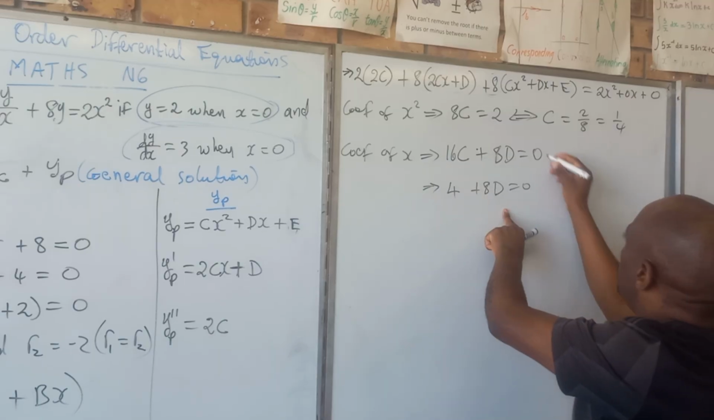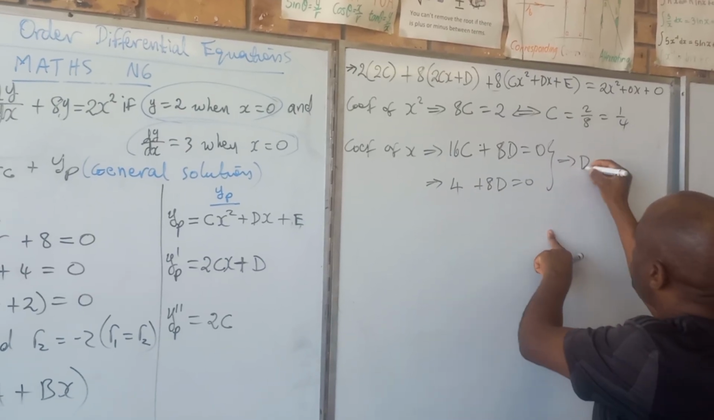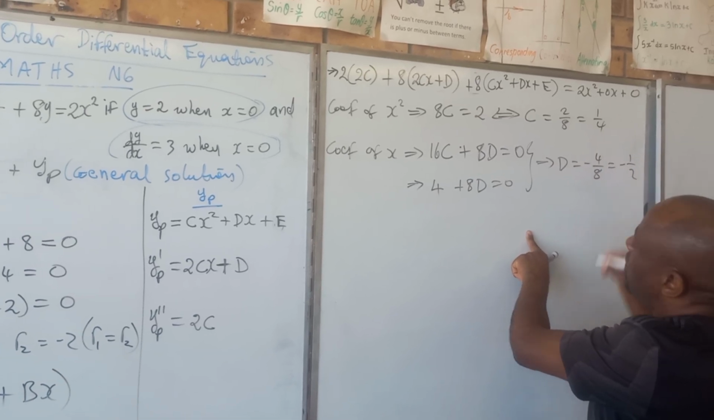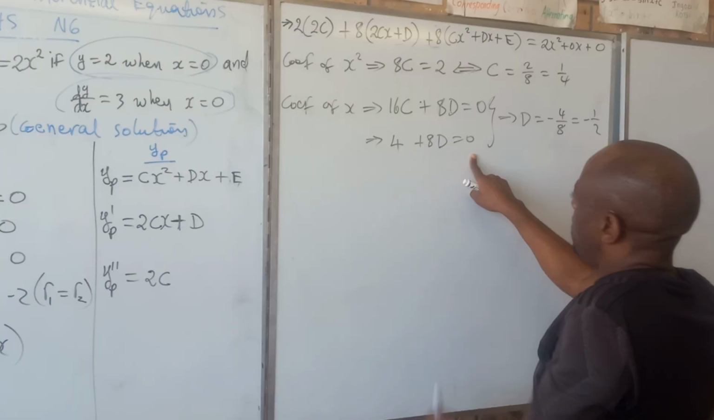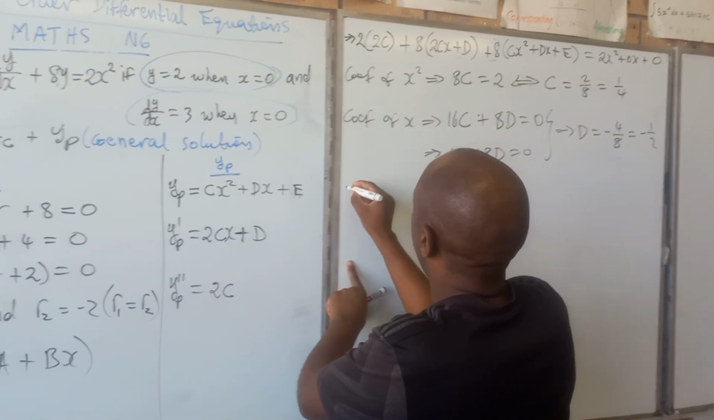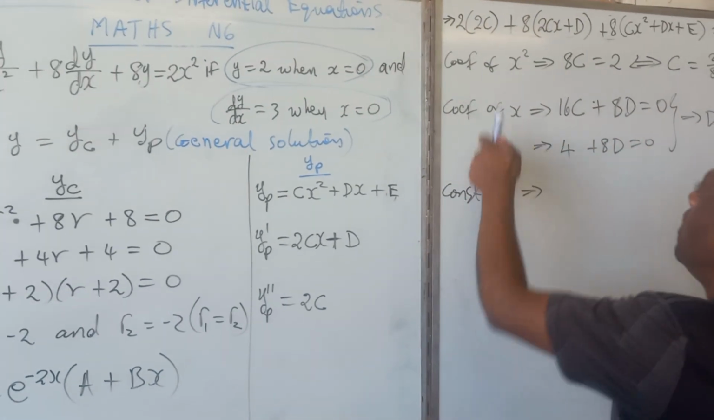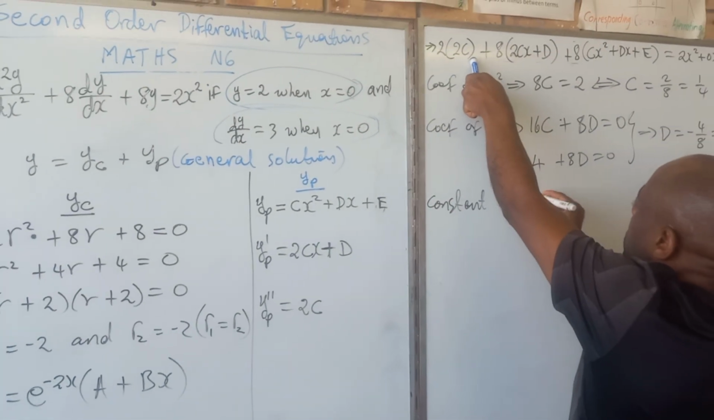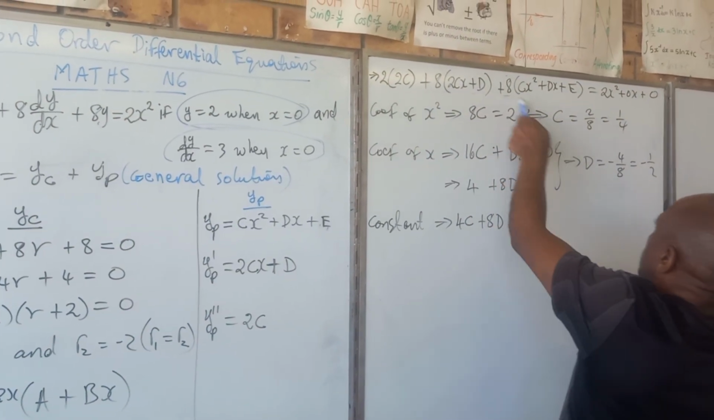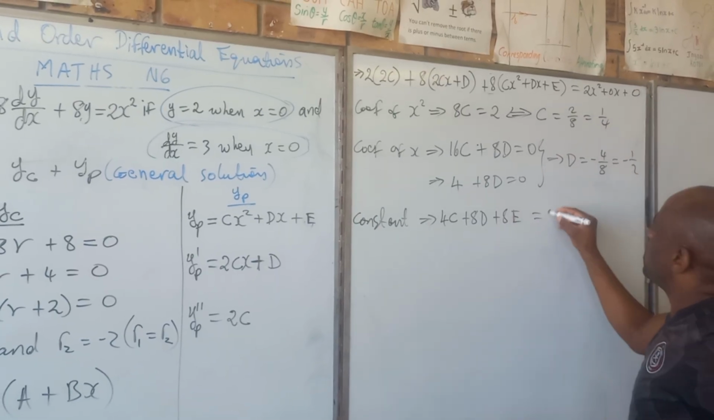And if you were to solve this, you will see that d should be equal to negative 4 over 8, or negative a half, because 8d will pass that equal to the right, which is negative 8. So that is your d. Then you can now go to the constant term on the left. Let's see 4c first, followed by 8d, then 8e, on the right there is a 0.